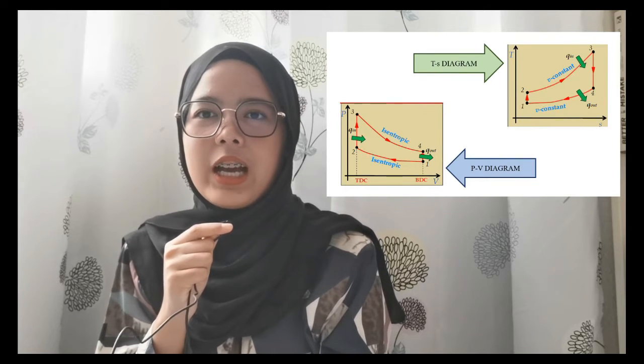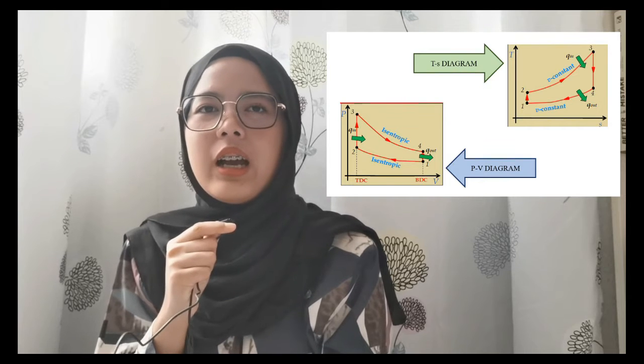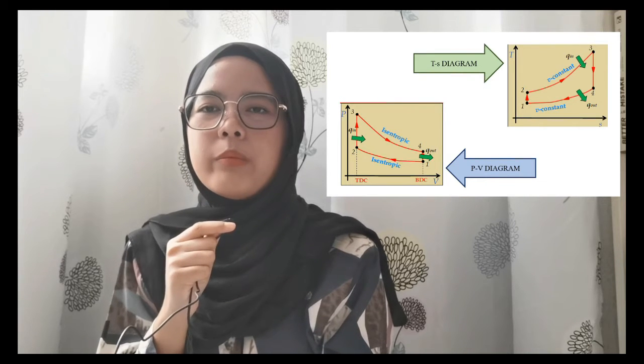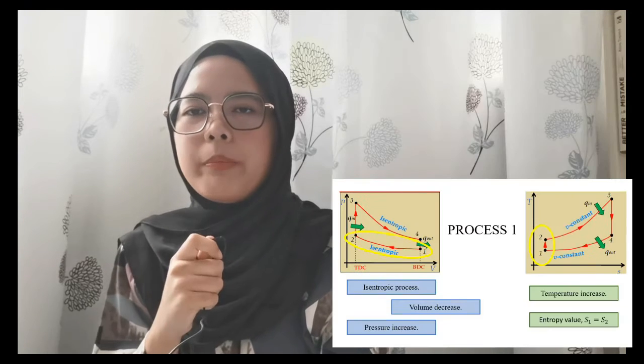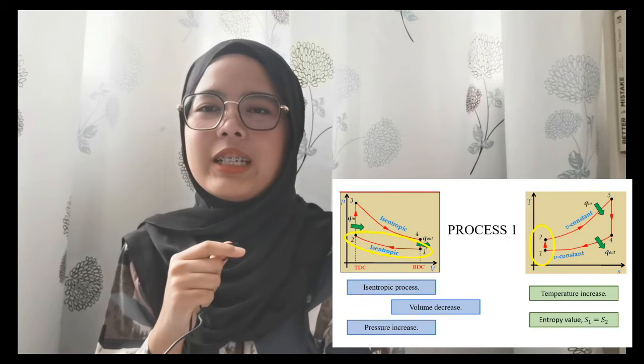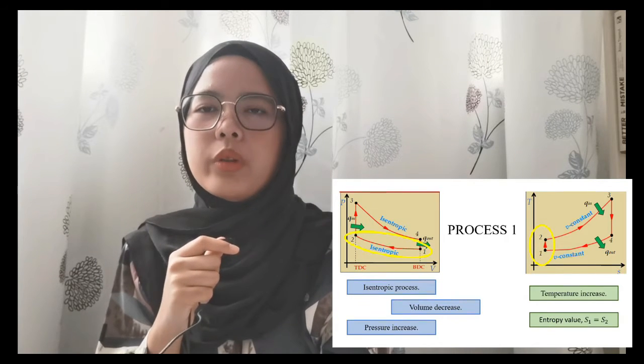Hi everyone, my name is Shafia Hanani, and I will explain the schematic diagrams. For the Otto cycle, there are two diagrams involved, which are the PV diagram and the TS diagram. In the Otto cycle, there are 4 different processes involved. Process number 1 occurs from state 1 to state 2.